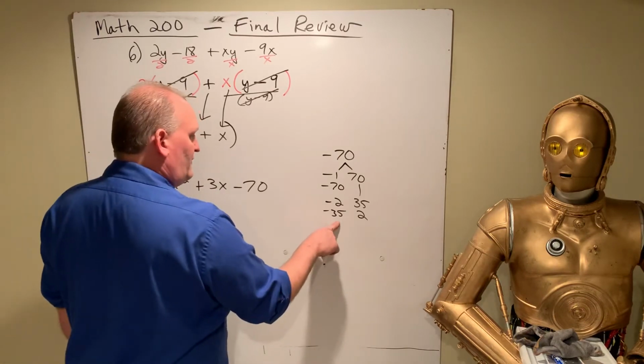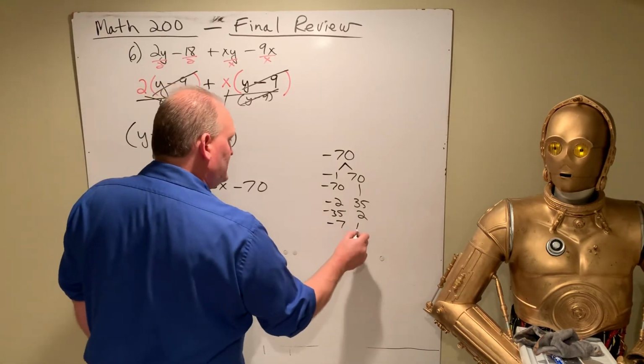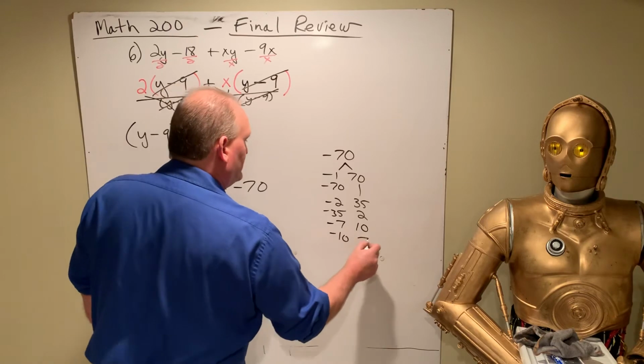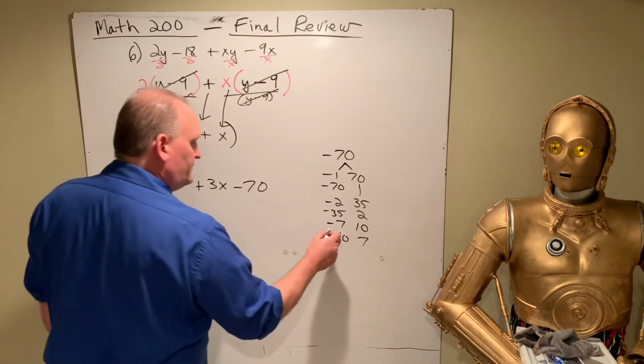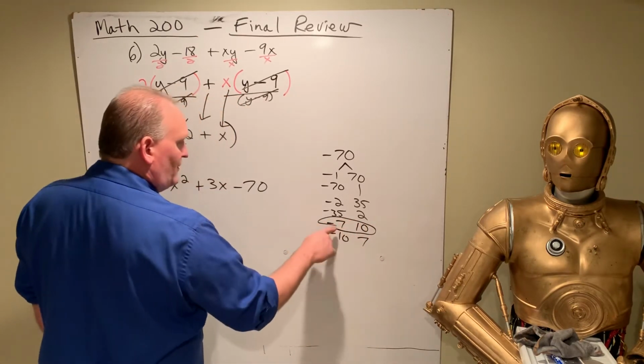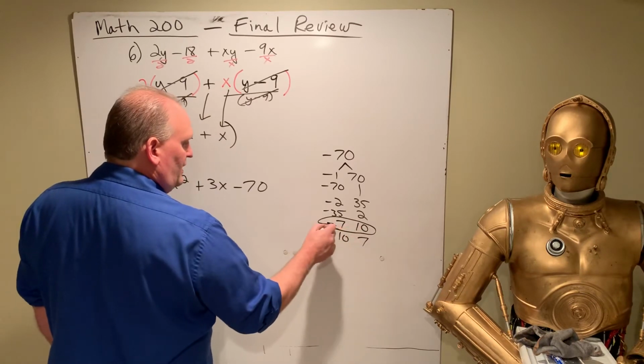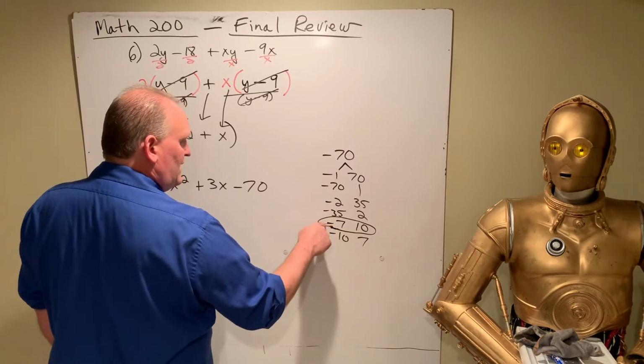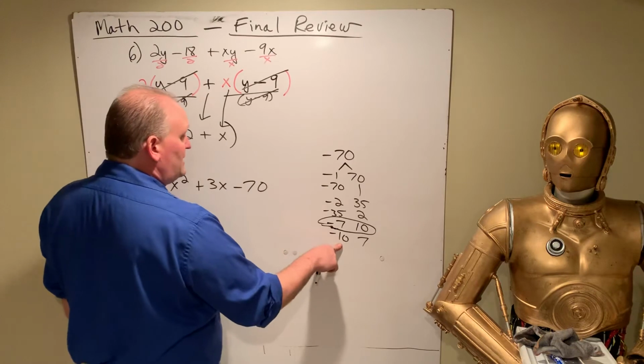7 times 5, 35. Oh, there we are. Negative 7 and 10, or negative 10 and 7. There it is. We need this one. It's got to be that one. The negative has to be on the 7, and the 10 has to be positive because it has to add up to positive 3. This one adds up to negative 3.